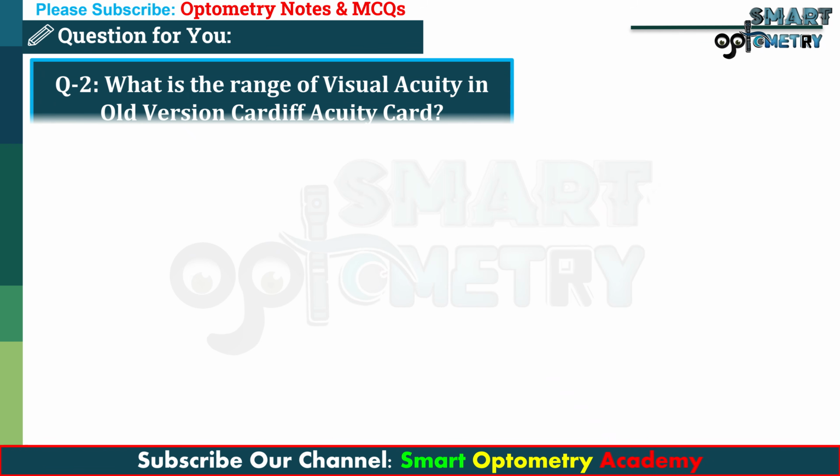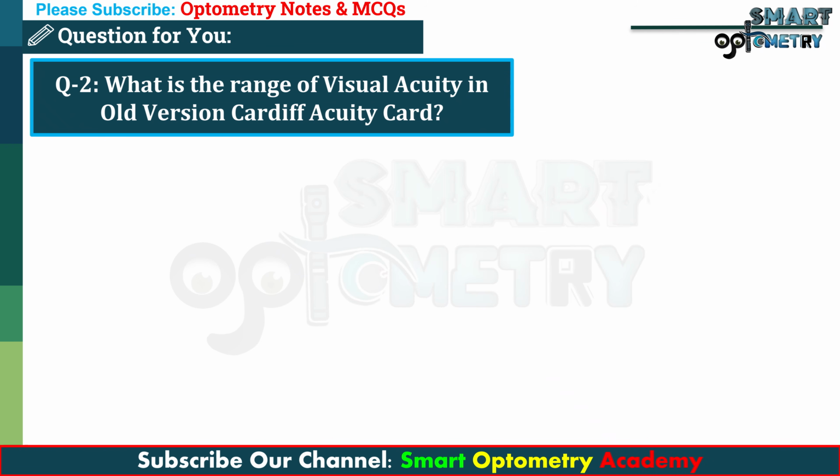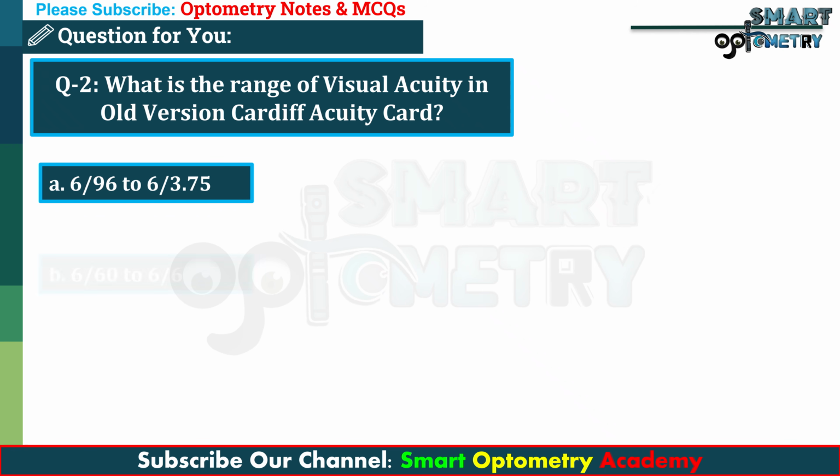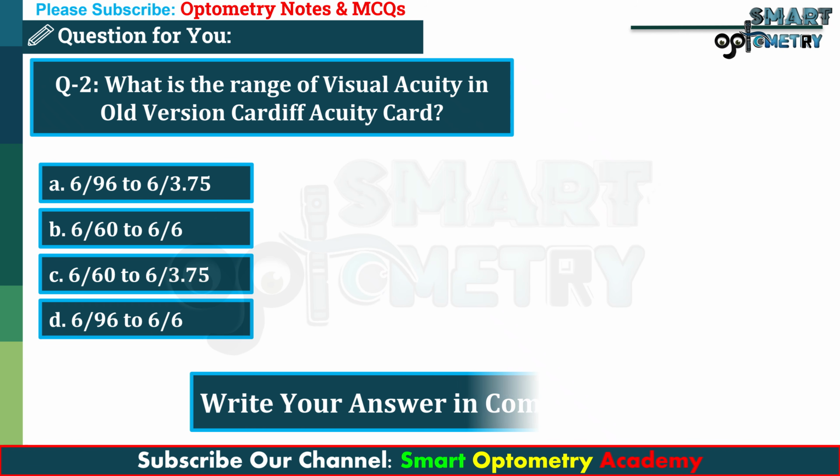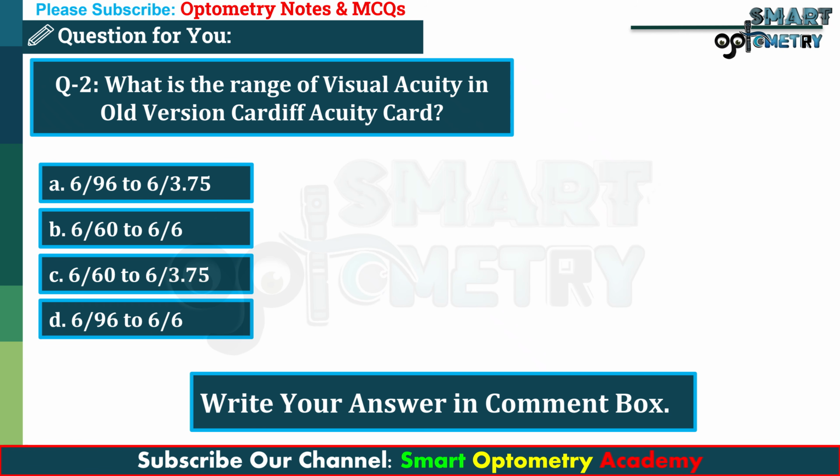Question 2. What is the range of visual acuity in old version Cardiff Acuity Card? Option A. 6 by 96 to 6 by 3.75. Option B. 6 by 60 to 6 by 6. Option C. 6 by 60 to 6 by 3.75. Option D. 6 by 96 to 6 by 6. Write your answer in the comment box.